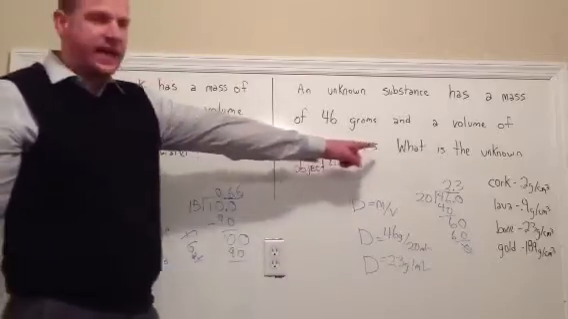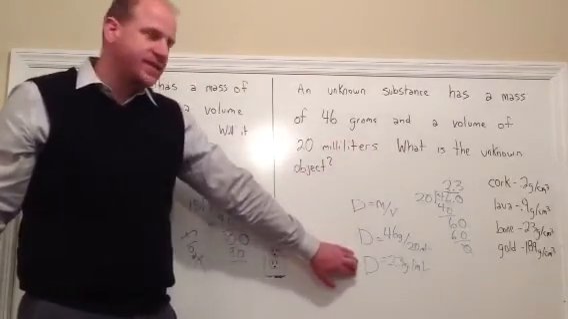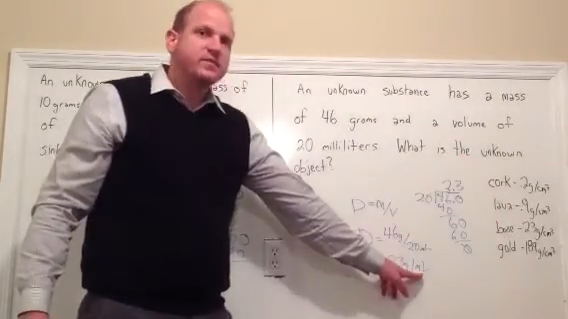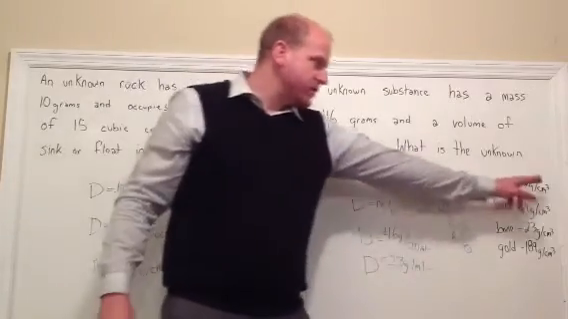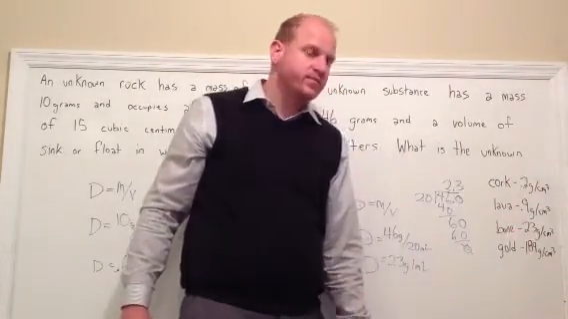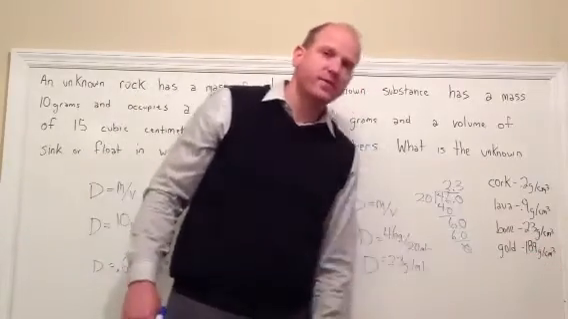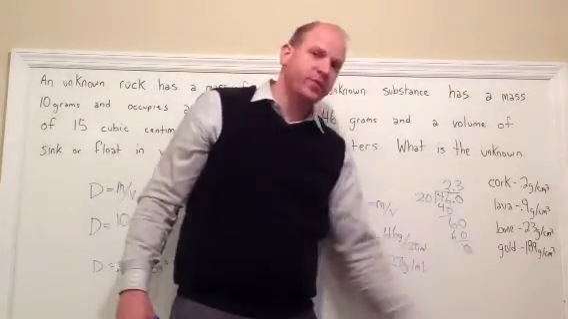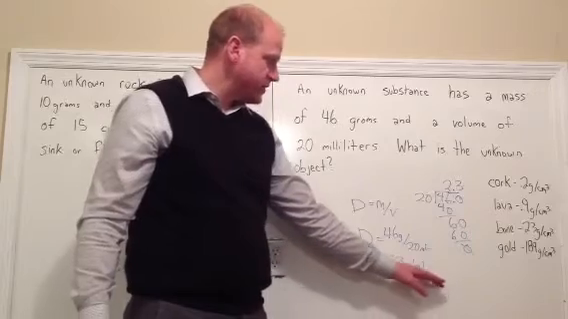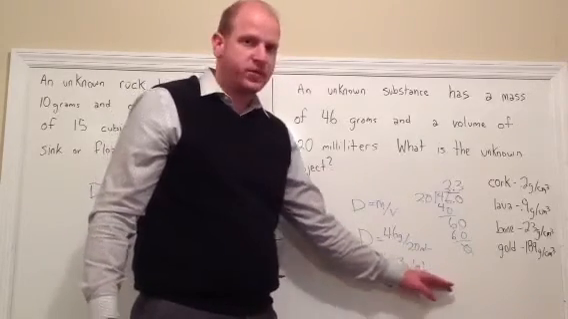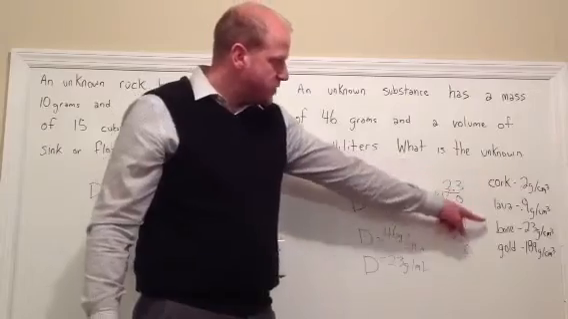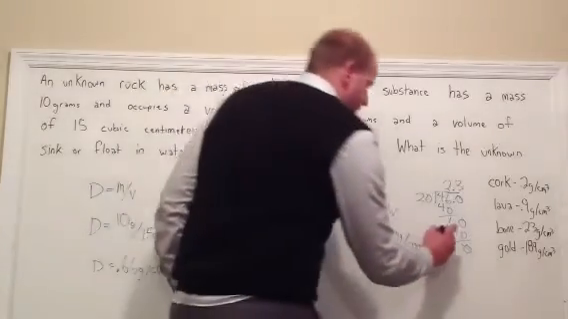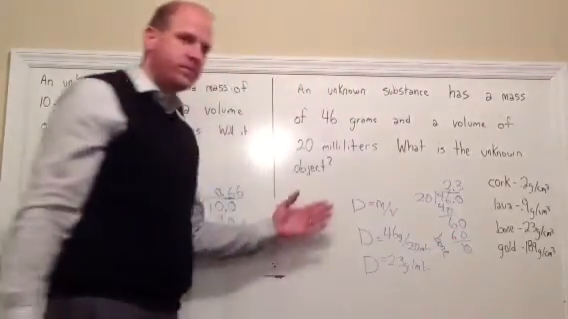So now it's asking, what is the unknown object? Well, I know its density, so I just got to compare it to the densities over here. Well, automatically I notice that my density is measured in grams per milliliter, whereas all these are measured in grams per cubic centimeter. Fortunately, milliliters and cubic centimeters are equal to each other. It's a 1-to-1 ratio. So I can interchange milliliter and cubic centimeter. So 2.3 grams per milliliter is the same as 2.3 grams per cubic centimeter. So the answer is, it's going to be bone, because bone has that same density of 2.3 grams per cubic centimeter. There we go.